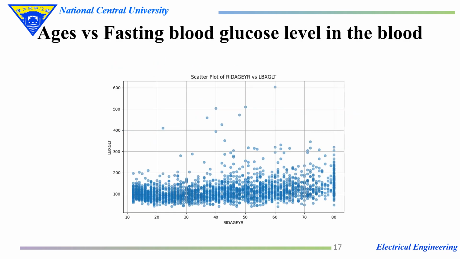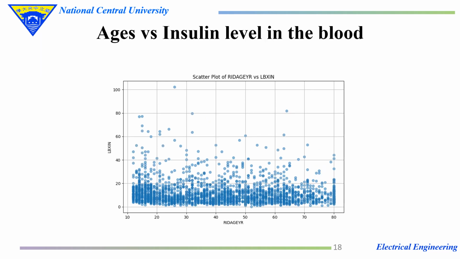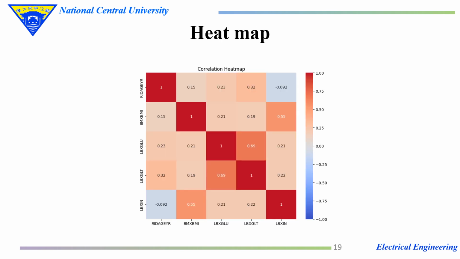We start by comparing fasting blood glucose levels with age. The plot reveals that older individuals are more likely to have high fasting blood glucose levels. Similarly, we compare insulin level with age. We show an interesting trend as well. Finally, we present a heat map for this dataset, offering a clear visualization of the relationships between different features.